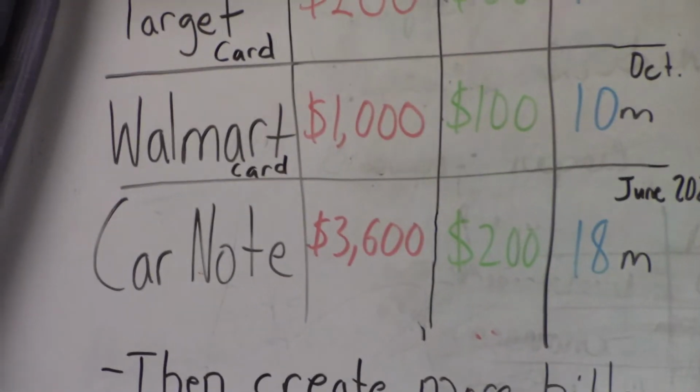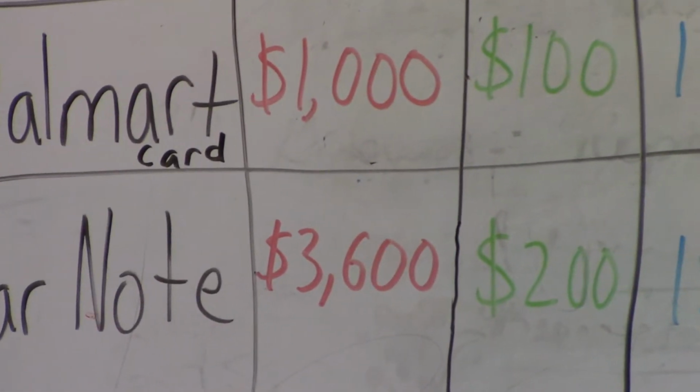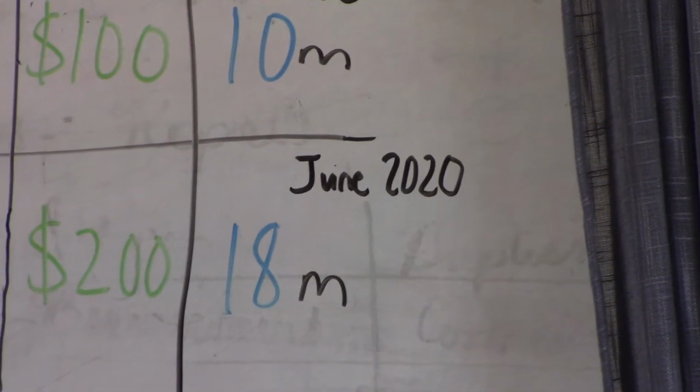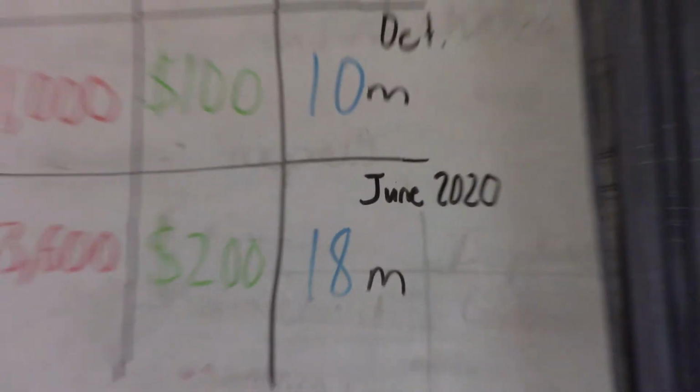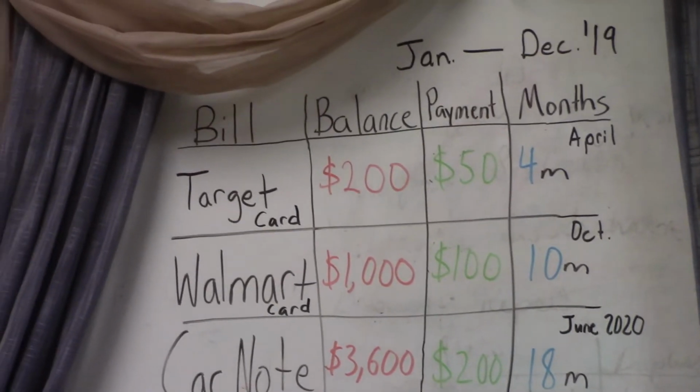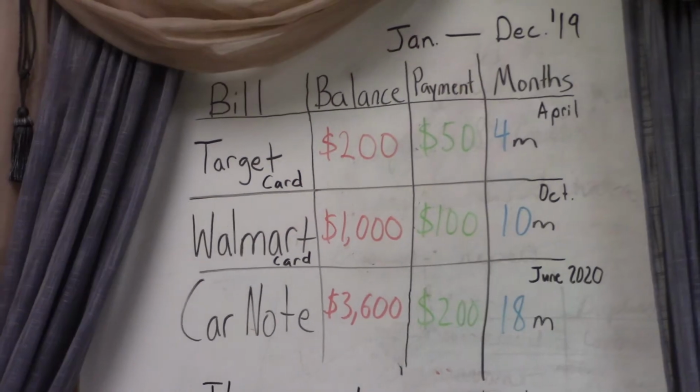Now, also the card note, they have $3,600 left on this card note. They pay $200 a month. It's going to take 18 more months to get this done. They'll be done in 2020. All right. So some of the bills that we create now, we're going to have to deal with next year if we're not wise about getting them knocked out.